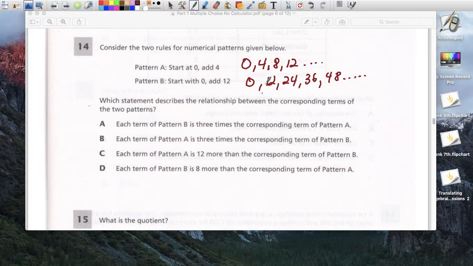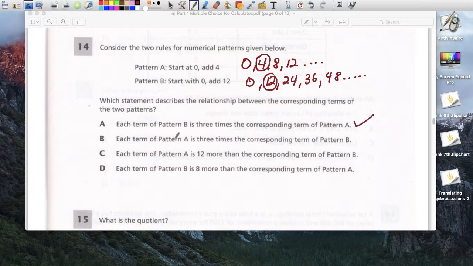So which one describes the relationship between the numbers that follow 0 in the first line with the numbers that follow 0 on the second line? Each term of pattern B, so the first number is a 4, the second number is a 12. Each number in pattern B is 3 times the number in pattern A. Is that true? Is 12 3 times bigger than 4? Yes. Is 24 3 times bigger than 8? True. Is 36 3 times bigger than 12? Yeah. So this looks like it's correct.